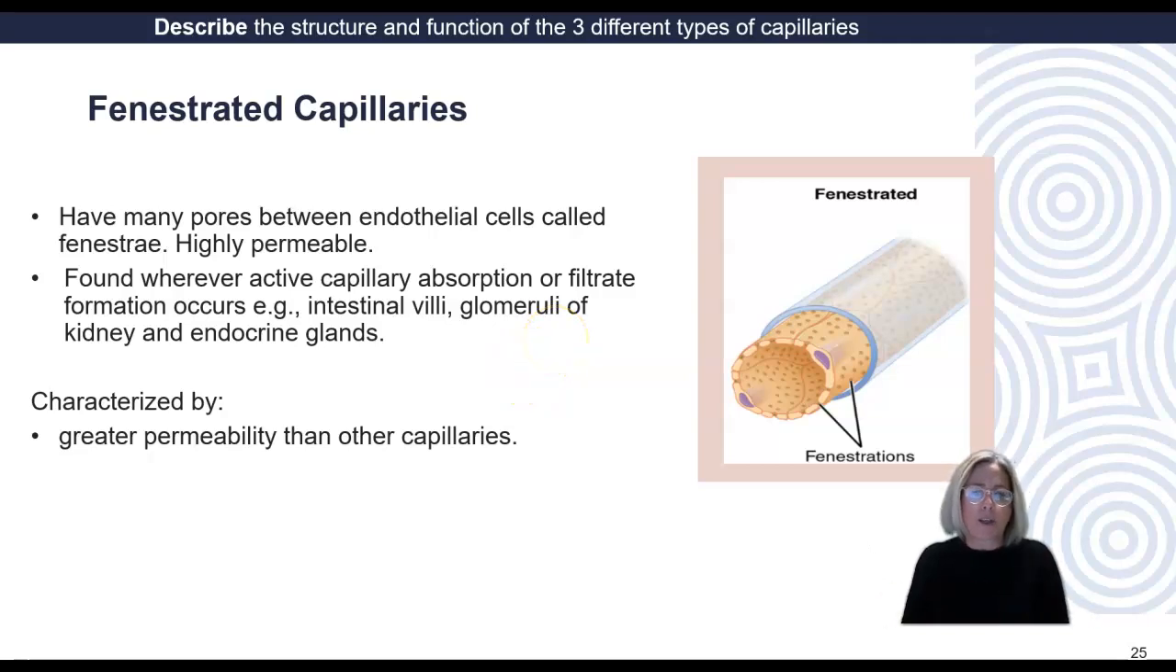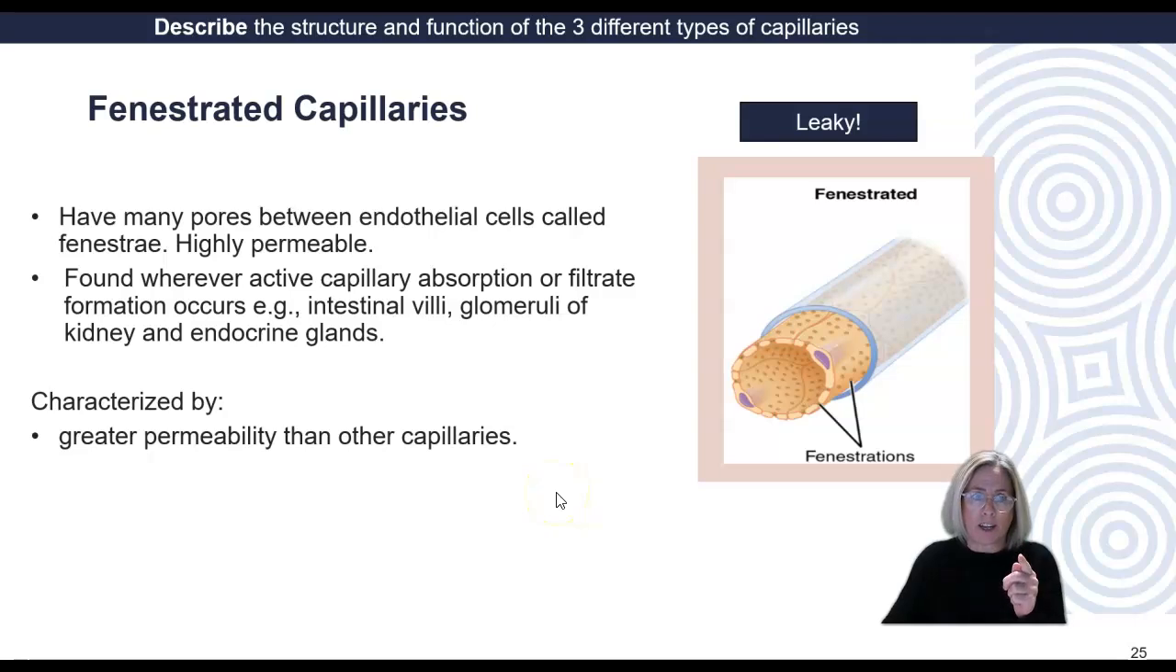And of course, that's going to require these fenestrations as well, because you're going to get things like glucose and other nutrients getting filtered into the filtrate across the wall of the glomerulus, which is a network of capillaries, and they are obviously fenestrated capillaries, right? Then we have the endocrine glands as well. And we talked about that. We know about hormones. And these fenestrated capillaries are characterized by greater permeability than other capillaries. So we're going to call these ones leaky, okay?